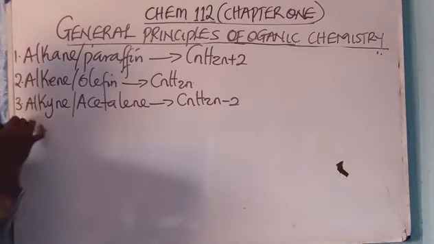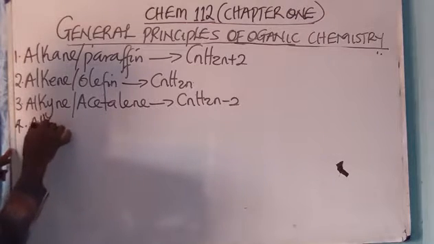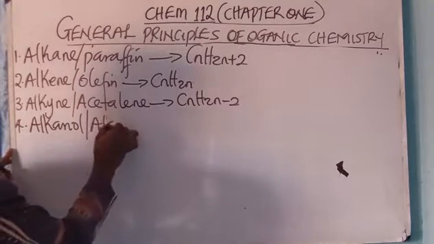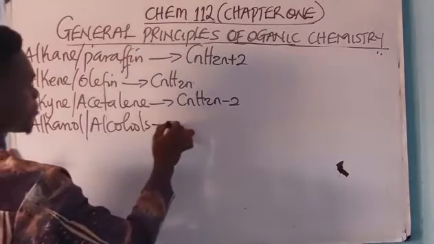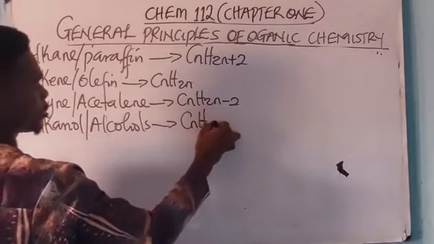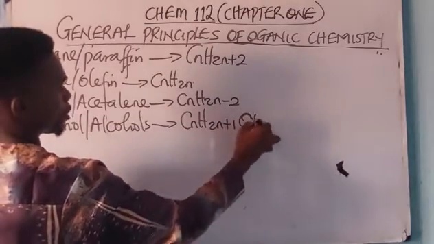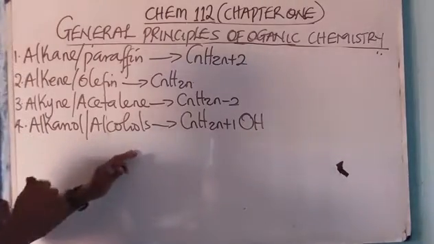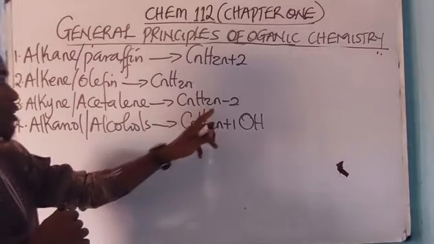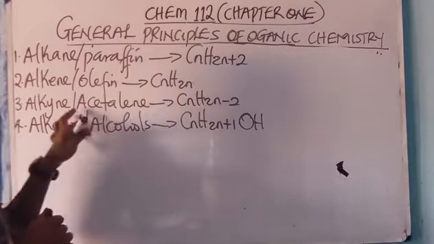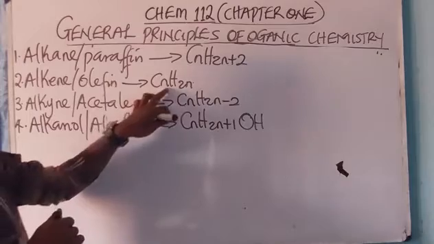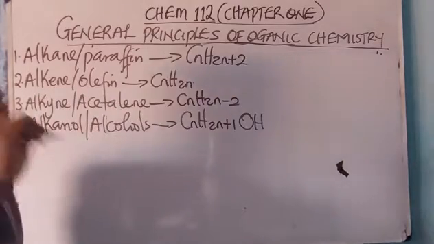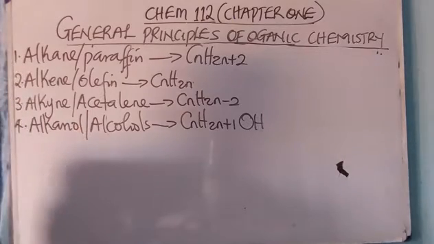Triple bonds. Number 4, I have alkanol or alcohols. They have formula CnH2n plus 1 OH. Now, this hydroxy group is the functional group of what? The alkanols. Then the triple bonds present here are responsible for what? Their chemical properties. Double bonds, chemical properties. Alkanes have just a sigma bond. They don't have what? Pi bond.